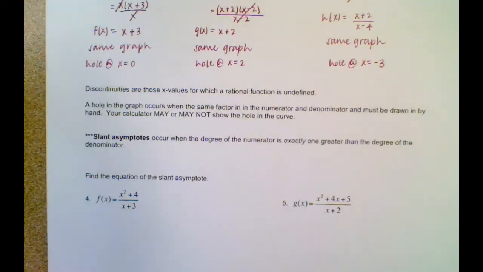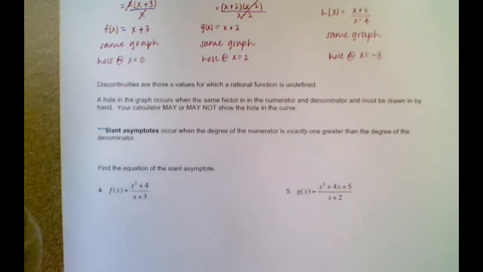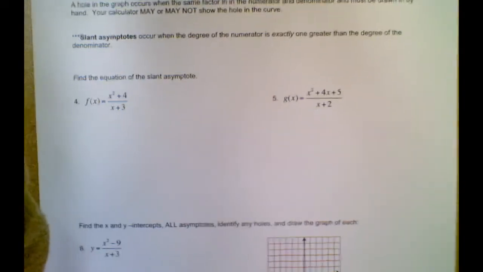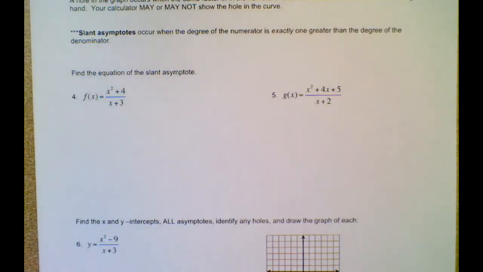All right, so that was a little review. Now on to something new, slant asymptotes. Okay, slant asymptotes occur when the degree of the numerator is exactly 1 degree more than the degree of the denominator.